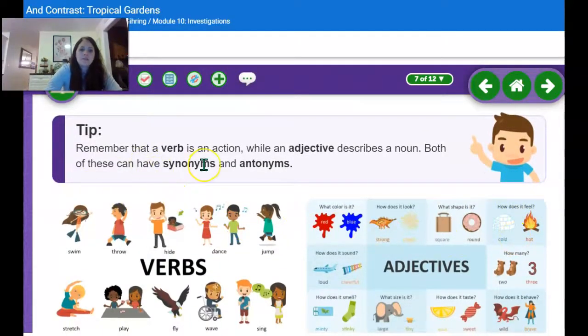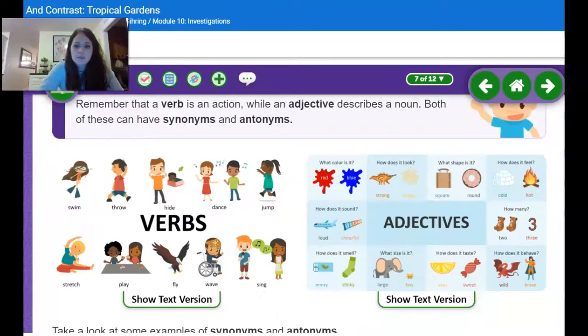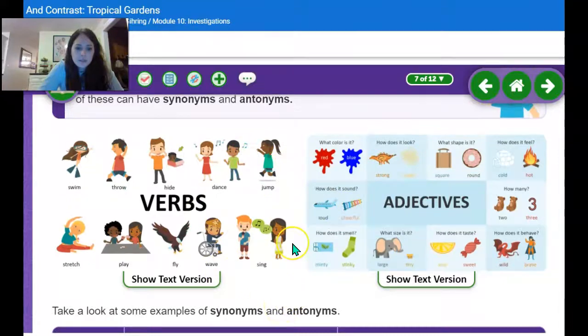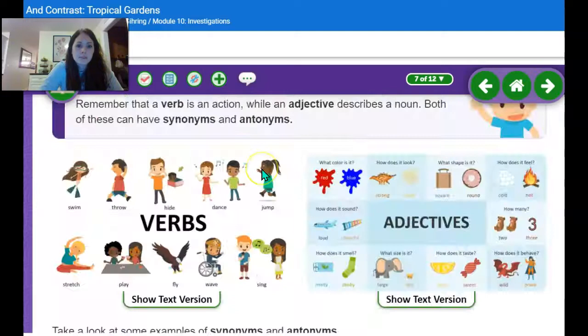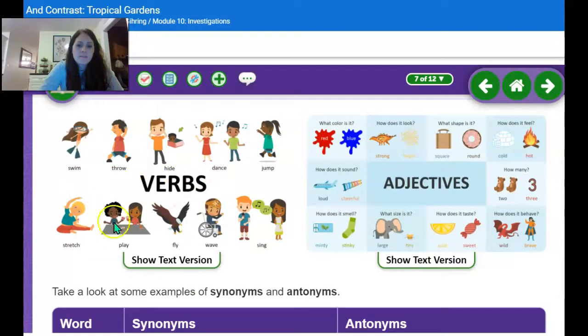So remember we've talked about verbs, and verbs are action words, and adjectives describe nouns. So both of these can have synonyms and antonyms. If we look at synonym and antonym examples here, here are verbs. Examples of verbs would be swim, throw, hide, dance, jump, stretch, play, fly, wave, sing, all action words.